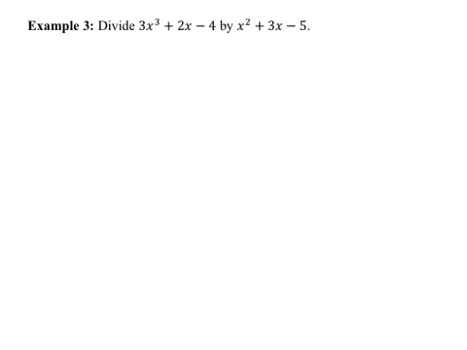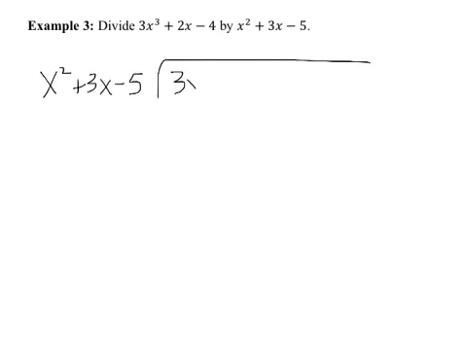Example 3 says divide 3x cubed plus 2x minus 4 by x squared plus 3x minus 5. So we're dividing by a quadratic here. We're noticing that our dividend is a cubic expression. Noticing though that x squared is missing. So we're dividing by a quadratic into a cubic. But since there's no x squared term, I'm going to go ahead and put a 0 in its place.